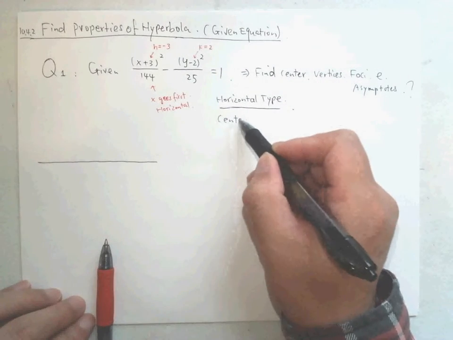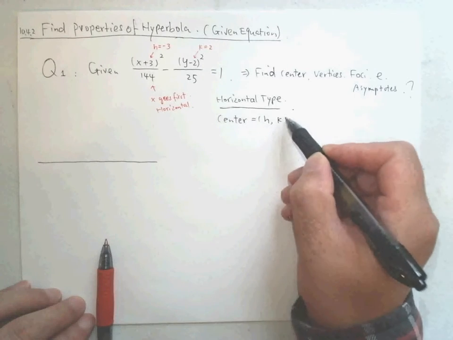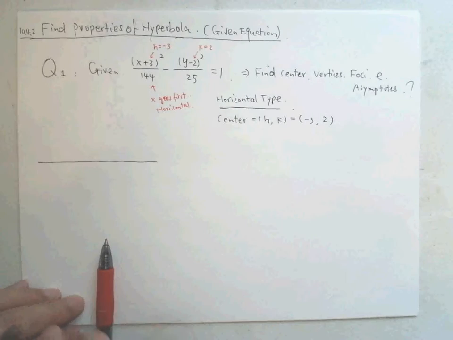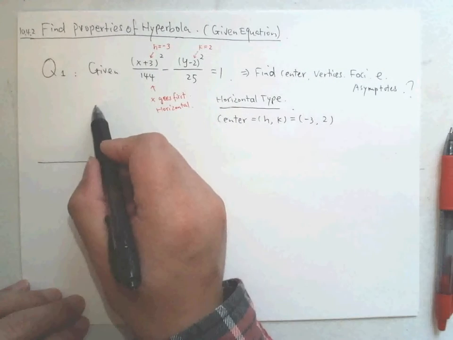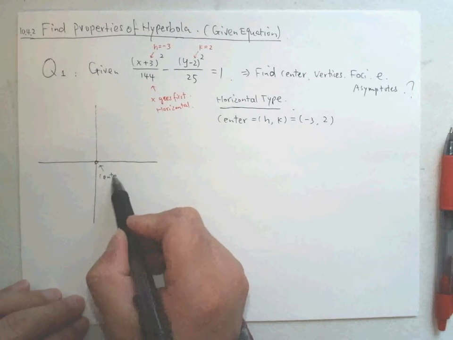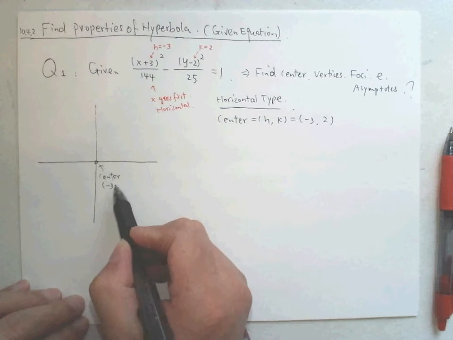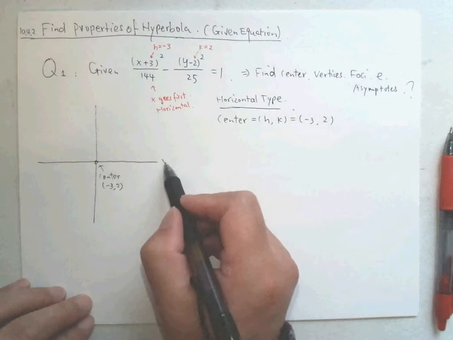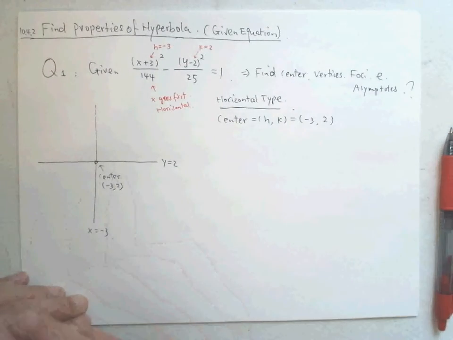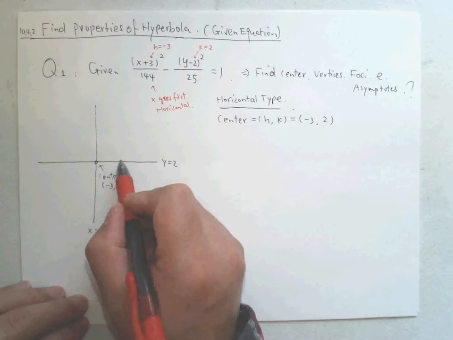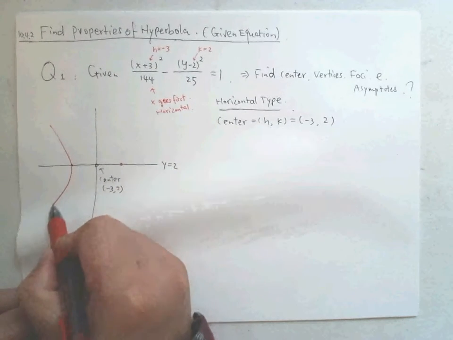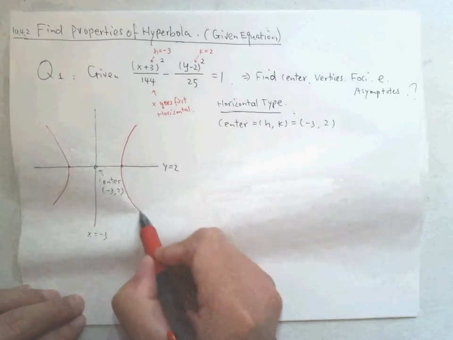The center (h, k) is negative 3 and 2. I will draw the center, which is negative 3 and 2. So this is y equals 2, and this is x equals negative 3. Because it's a horizontal type, the graph will look like this. How wide it is depends on what A and B are.